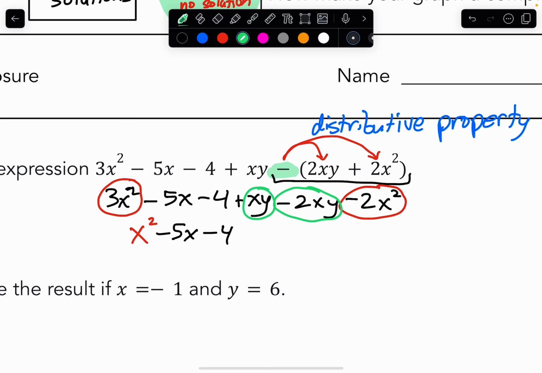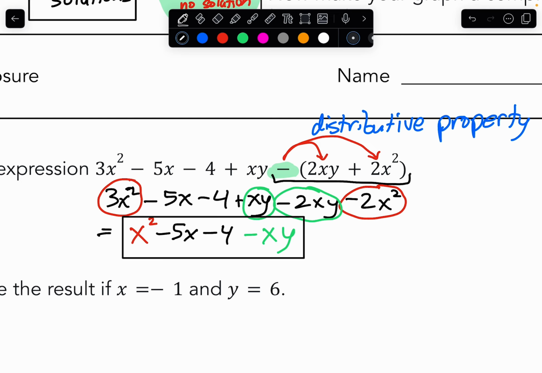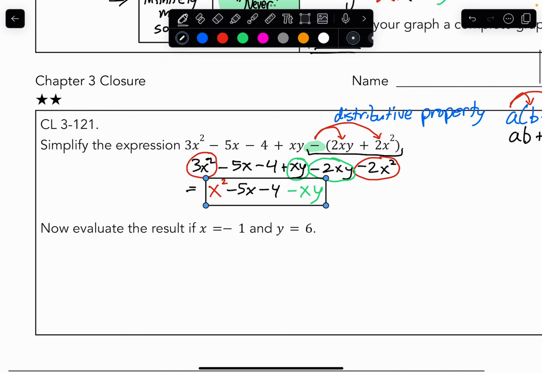And then we have xy minus 2xy. That's like saying 1 chicken nugget minus 2 chicken nuggets. 1 chicken nugget minus 2 chicken nuggets is negative 1 chicken nugget. I don't have to say negative 1 chicken nugget. I can just call it a negative xy. And since I don't have any like terms there, I can consider that problem done. Letter A at least, the first part.